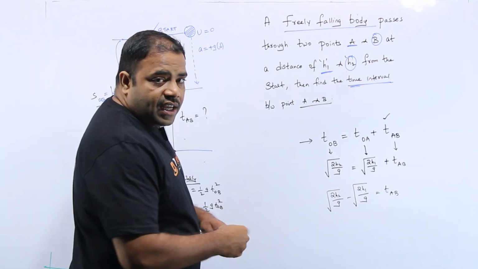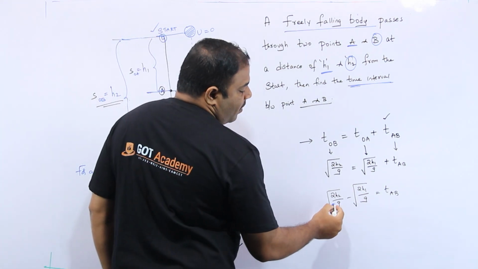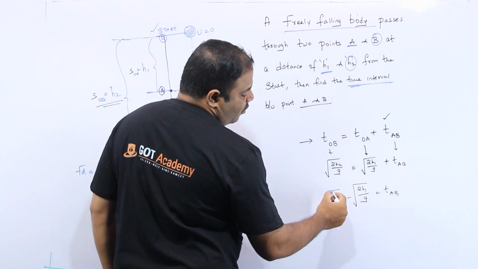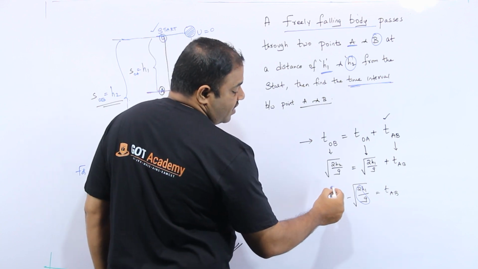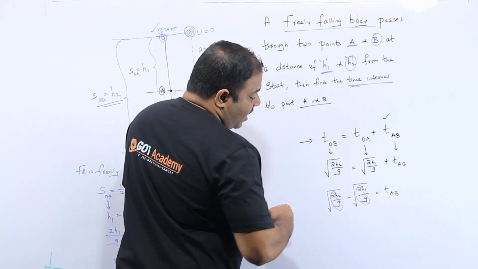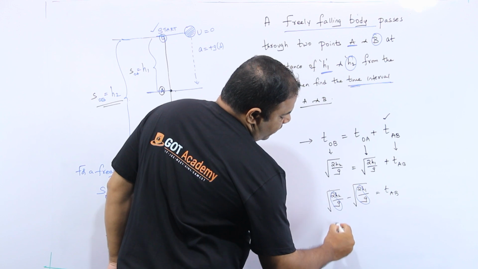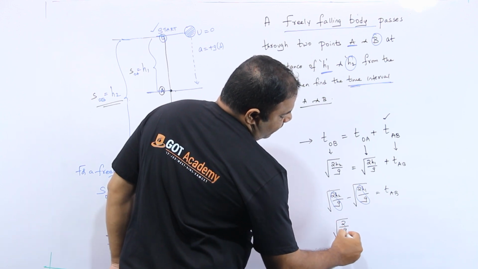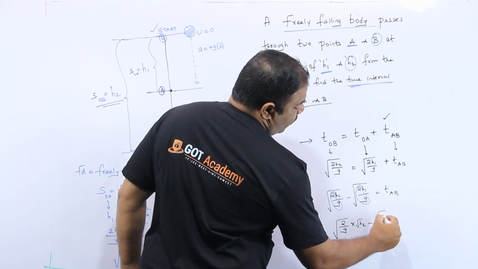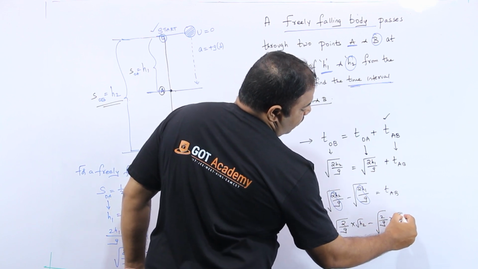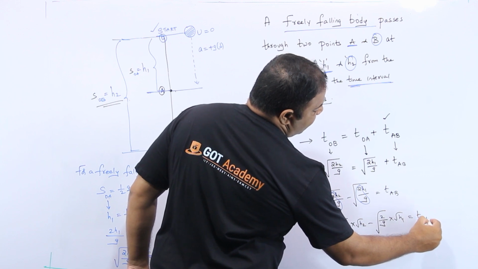Here we could take root of 2 by g as common, because here you've got 2 by g and here also you've got 2 by g. So root of 2 by g can be taken as common. This is nothing but root of 2 by g into root h2 minus root of 2 by g into root h1. If I write like this, you will understand better.